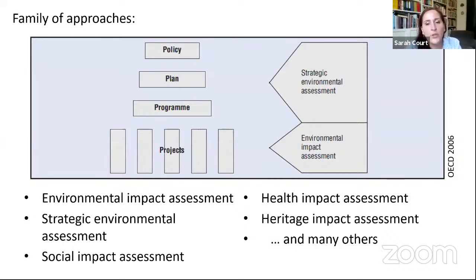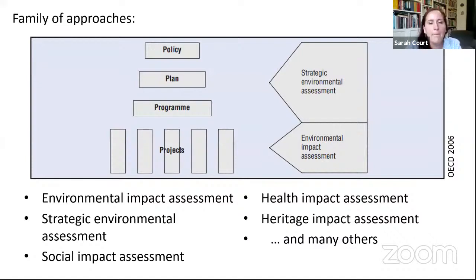There'll be others of you who are more familiar with a heritage impact assessment, as the World Heritage Committee are often requesting these for cultural heritage properties these days. But there are many other variants, and you'll see just a couple of extra examples here, and the particular name is showing the main focus of that type of assessment.